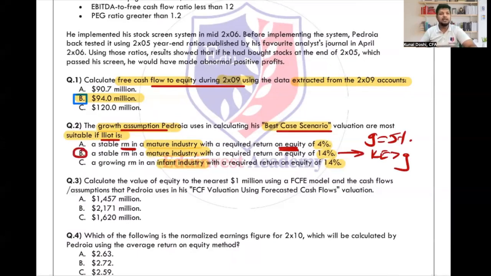B, B, B. Everyone understanding why the answer is B? Yes, got it. No? Why is the answer B? See, the growth rate is 5%. So the cost of equity has to be greater than 5%, right?